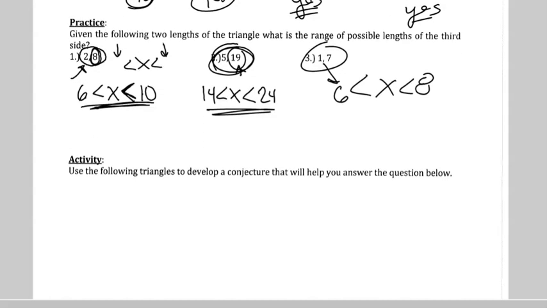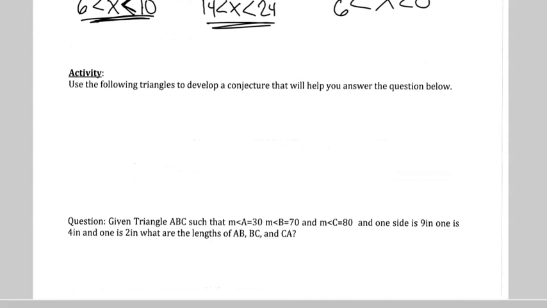All righty. Use the following triangles to develop a conjecture. Okay, if we looked at this, 30 degrees over here, 60 degrees over there, and that's 90 degrees. 1, 2, and 3. Let's see. Let's say that this right here was 1, and this over here was 2, and this length over here was about 1.7.